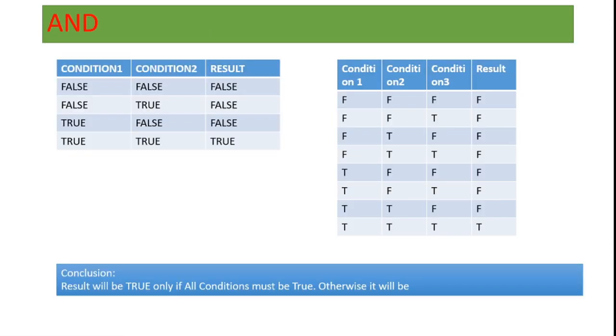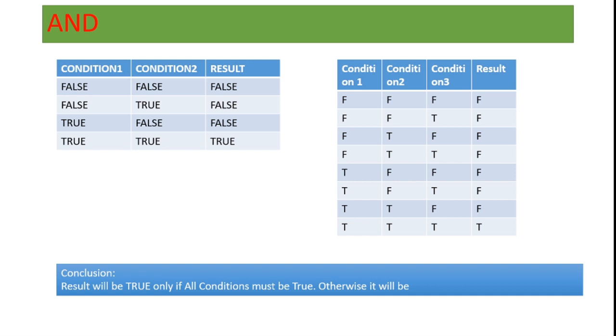I am showing how the and operator works. If two conditions are used with the and operator, the basic concept of the and operator is that if both conditions are true, then the result will be true.